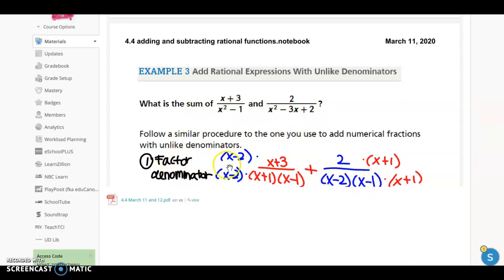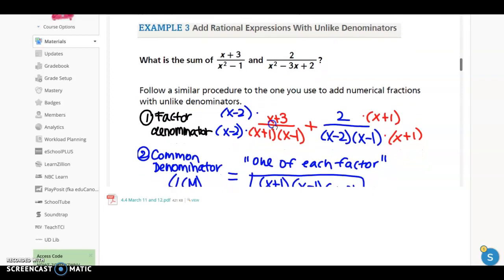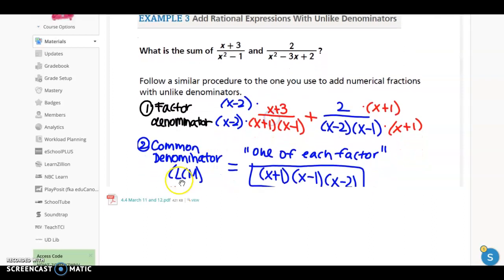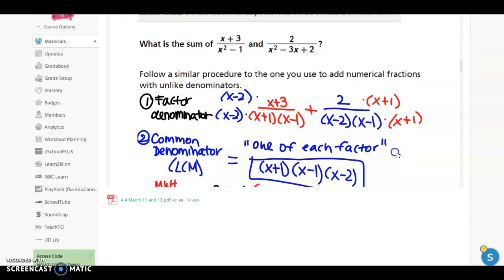Once I factor my denominator, then I need to get a common denominator. I need to find my least common multiple of all of my denominators. Remember that phrase we used, one of each factor in my denominator. So this one has an x plus 1 and an x minus 1. This one has an x minus 2 and the x minus 1. I pulled one of each of them. I didn't repeat the x minus 1s.